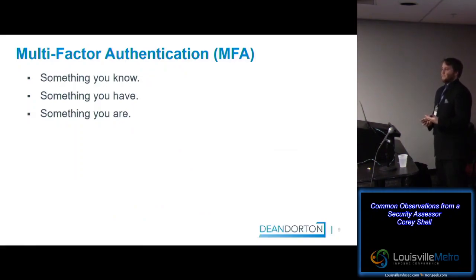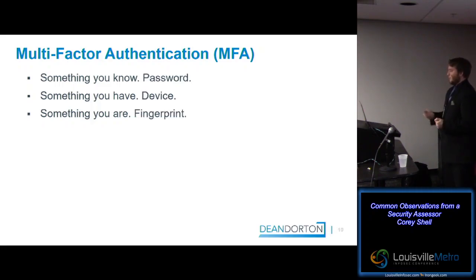Multi-factor authentication, this is the big thing here if you want to reduce your risk of compromise in Office 365. So multi-factor authentication, it's a combination of two of the three here: something you know, something you have, something you are. Something you know, such as a password, something you have, such as a device, could be a YubiKey, like a physical device. Something you are, such as a fingerprint.